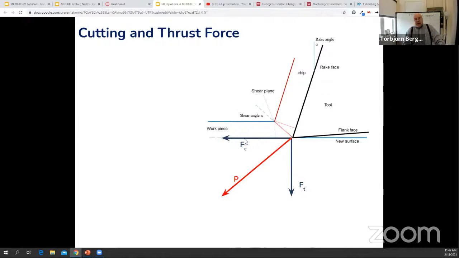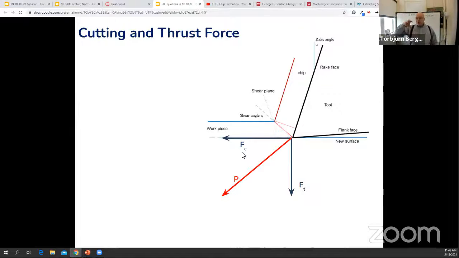We can estimate what the cutting force is with our machinery's handbook, right? If we're standing in front of the machine tool, we could measure the power that's going to the spindle motor, and we could know what that cutting force is. So we could experimentally find these out.